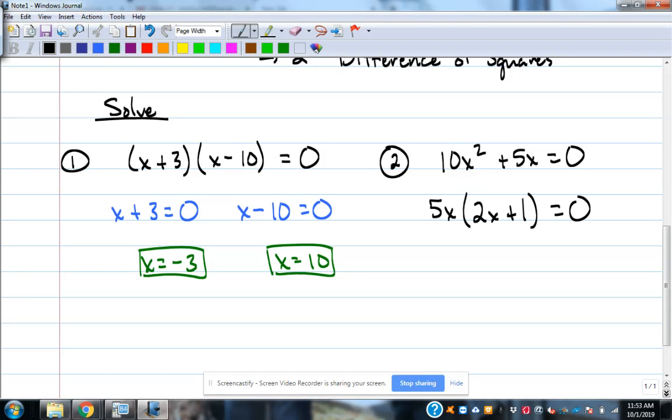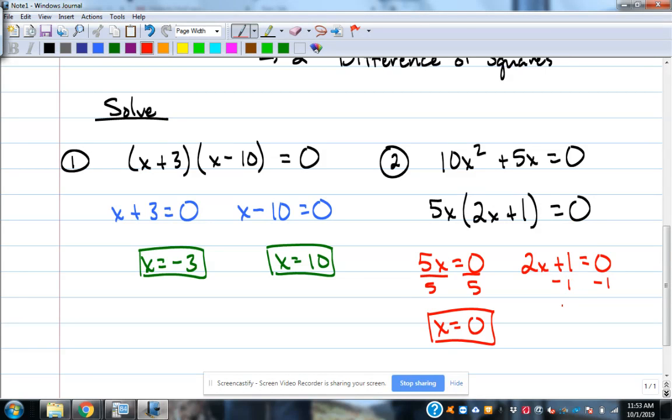Look at the parentheses. Can I factor that any further? No, it doesn't have a minus sign in the middle. It doesn't even have a squared on the x. So what do I do with each of those things? Set them each equal to 0. Divide by 5. 0 divided by anything is 0. So 0 is one of our answers. This one we subtract 1. And then divide by 2.